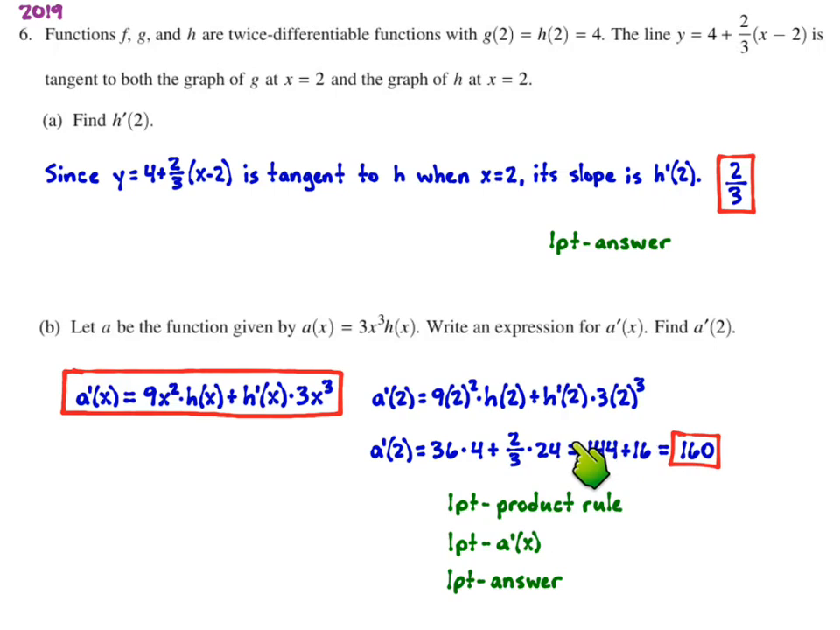One thing I want to note is that if you got this wrong, if you didn't get 160 because you got part A wrong, that might be okay for part B. So if you took your value from part A and plugged it into h prime of 2 and then simplified this correctly according to the value that you have here, you would still get that final answer point, because they're not going to ding you a point on part B for getting part A wrong.